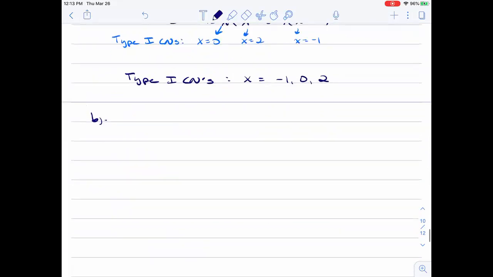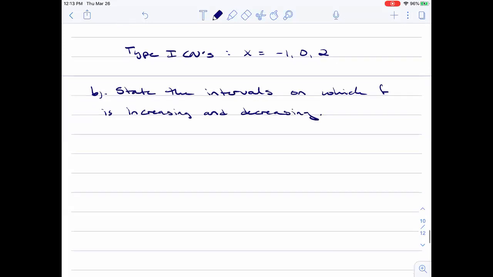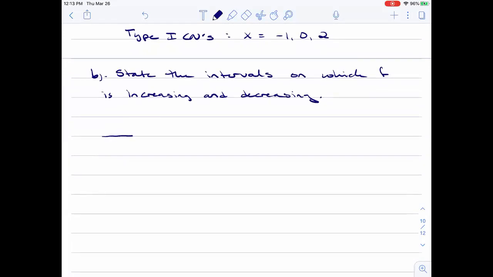So for this next part, state the intervals on which f is increasing and decreasing. What we want to do here is use a sign chart. I mean, you could break it up any old way, but it's going to be easier if we just use our sign chart with our critical numbers here.